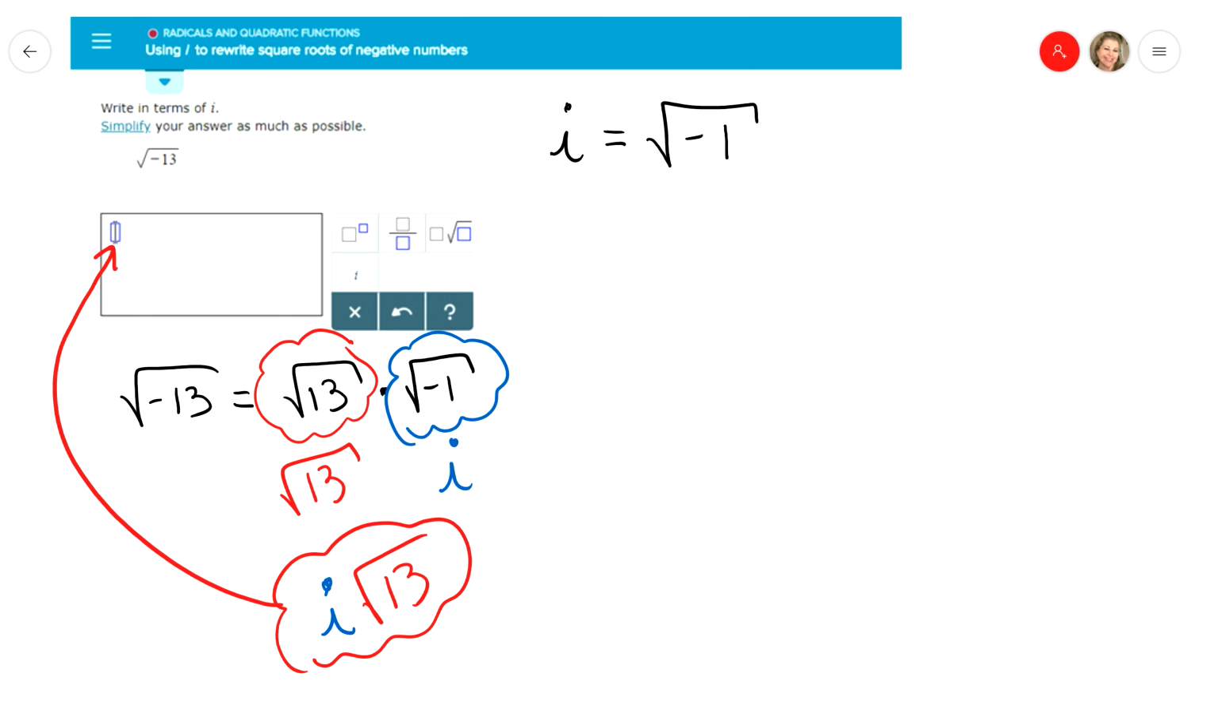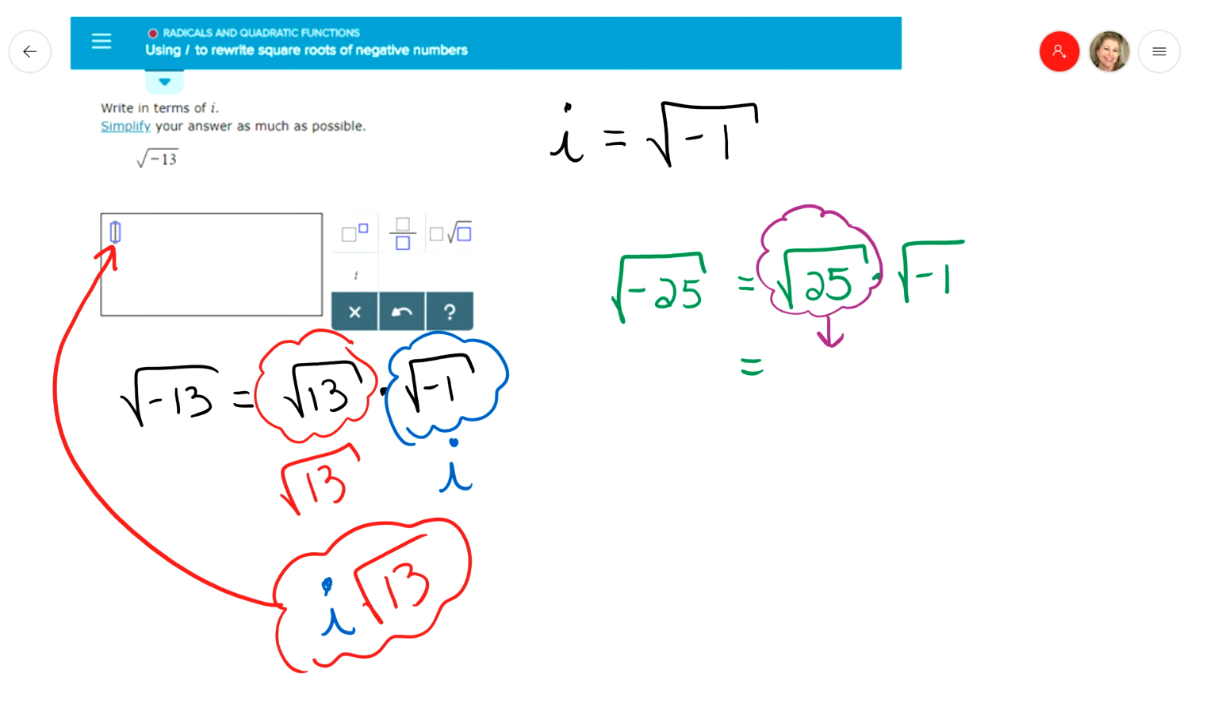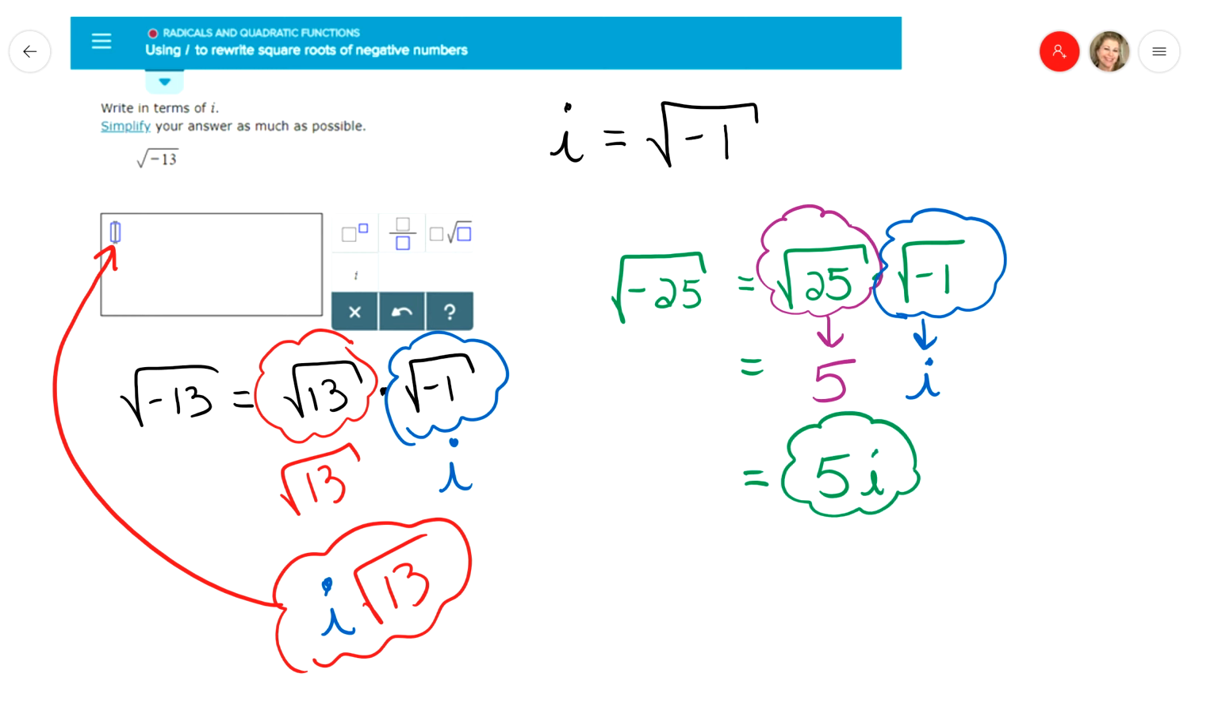However, if they had given me, let's say, the square root of negative 25, that would be the square root of 25 times the square root of negative 1, and the square root of 25 is just 5. And then the square root of negative 1 is represented by the letter i. And so this one you would simply write 5i. Okay?